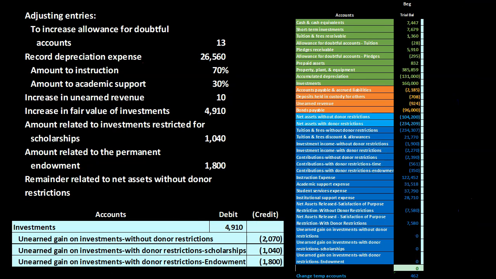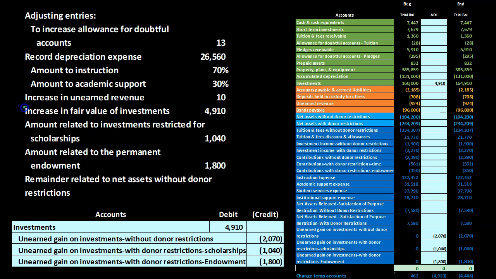Next, we're going to be considering this item, which is going to be an increase in the fair value of investments of the $4,910. Of that amount, the amount related to investments restricted for scholarships is the $1,040. The amount related to the permanent endowment is the $1,080, and the remainder is related to net assets without donor restrictions.